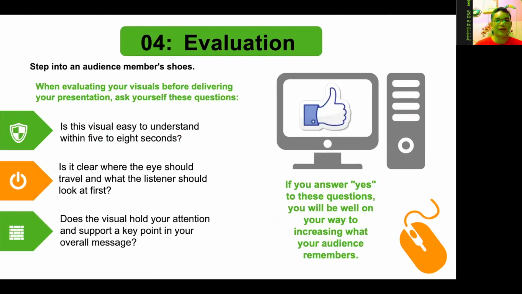Evaluation. When evaluating your visuals before delivering your presentation, ask yourself these questions. Bila dah siap PowerPoint presentation awak tu, tanya diri sendiri. Is it easy to understand within 5 to 8 seconds? Is it clear where the eye should travel? Does the visual hold your attention? If you answer yes to these questions, you will be well on your way to increasing what your audience remembers.